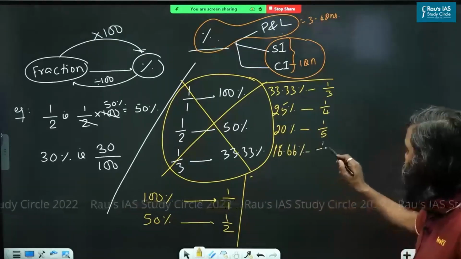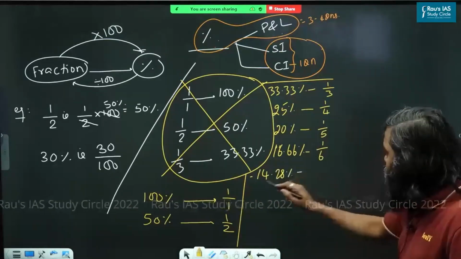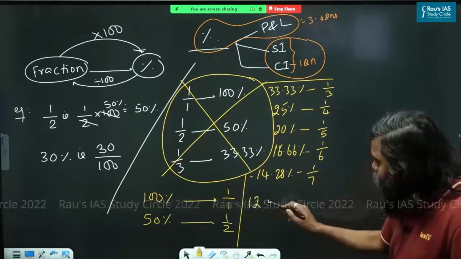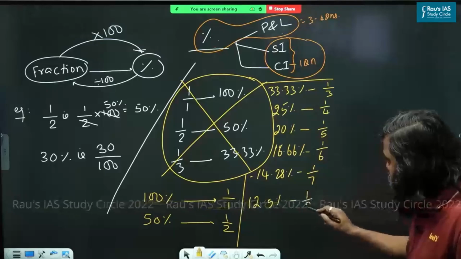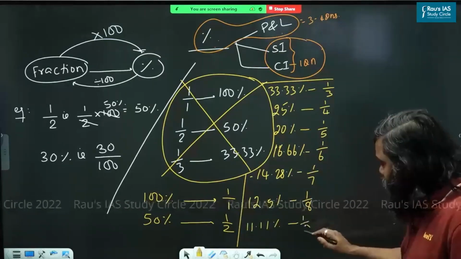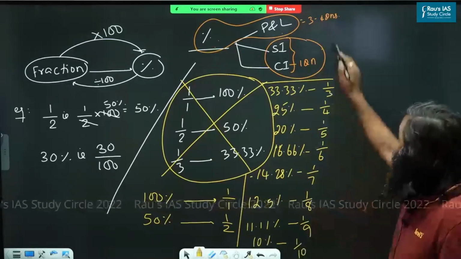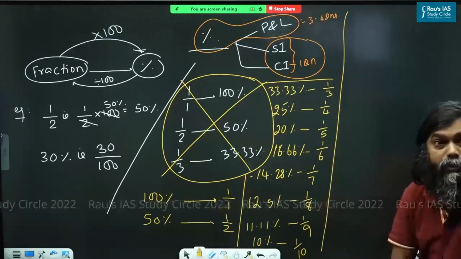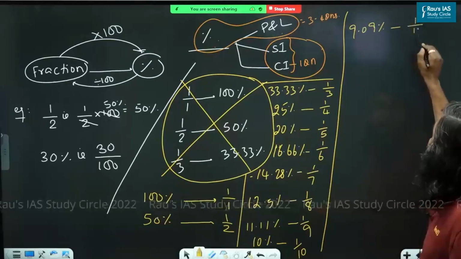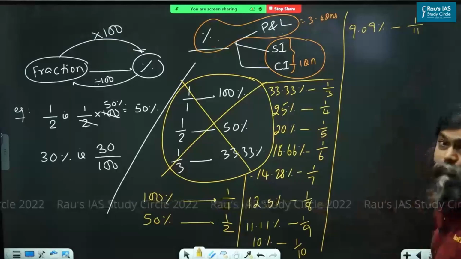16.66 or 67%, that is 1 by 6. Then 14.28% means 1 by 7. Then 12.5% means 1 by 8. 11.11% means 1 by 9. 10% means 1 by 10. Are you understood till here? Then 9.09% means 1 by 11. Okay, boss? Then what is 1 by 12?